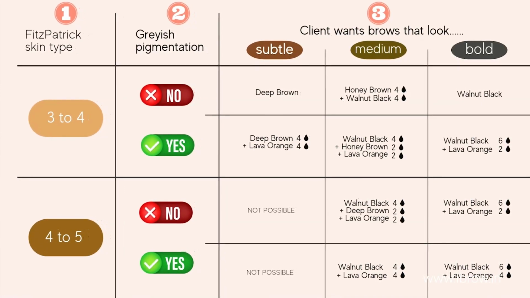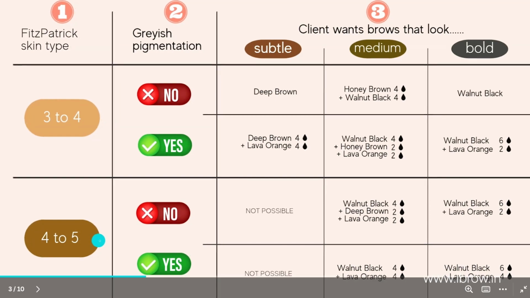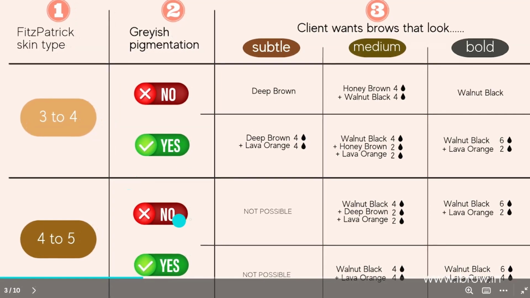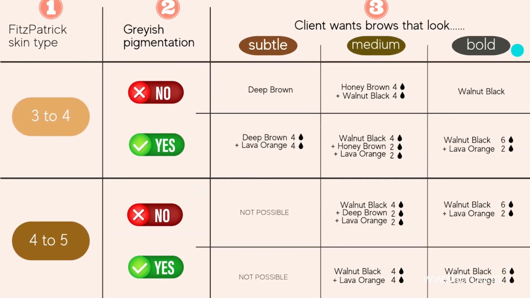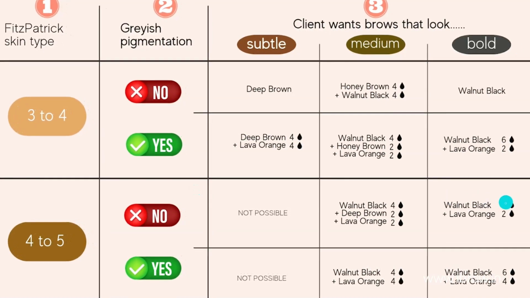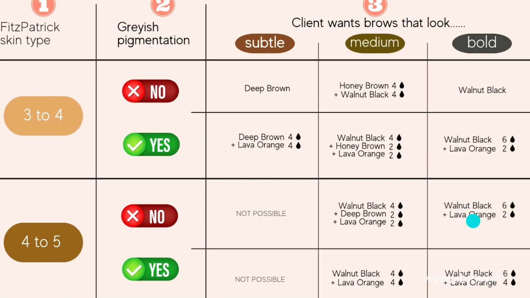So let us take another example, skin type 4 to 5. Somebody who does not have grayish pigmentation and is looking for a bold eyebrow. You will mix walnut black 6 drops and lava orange 2 drops.